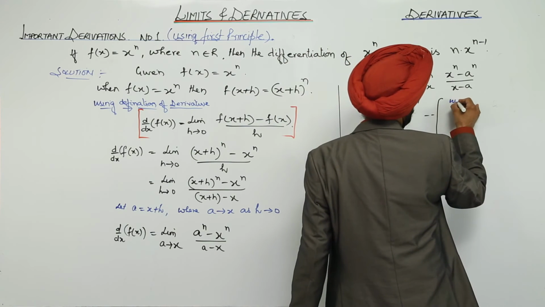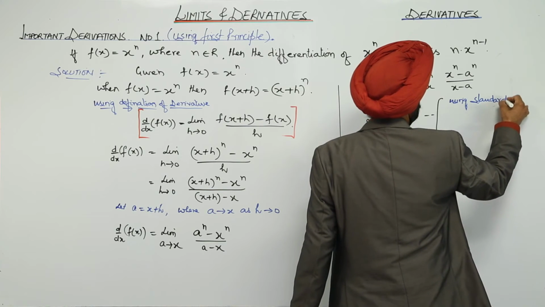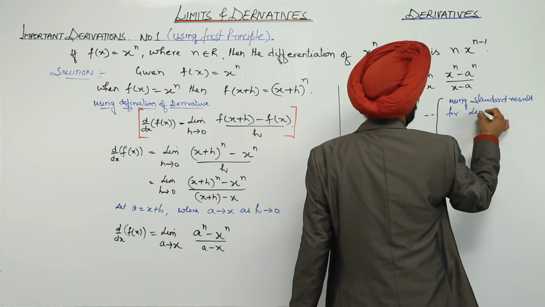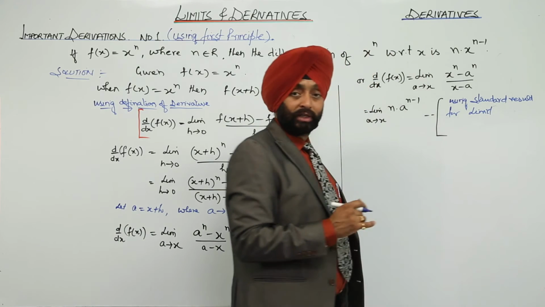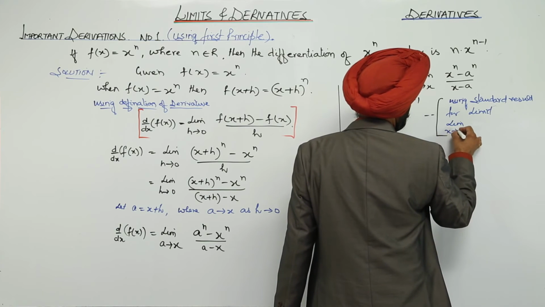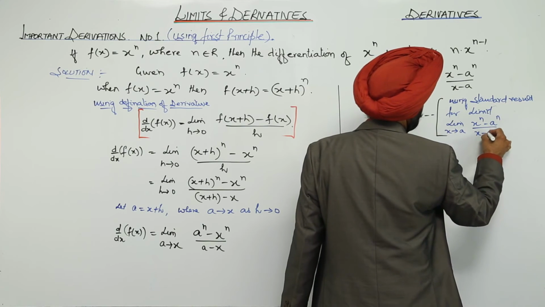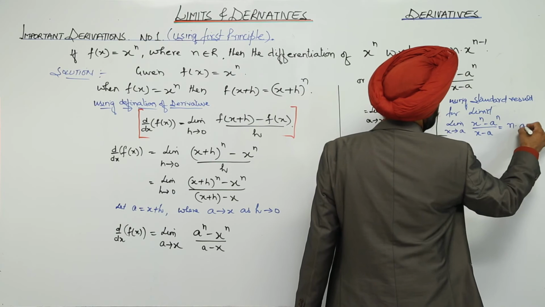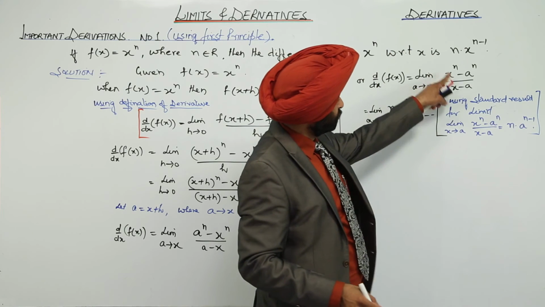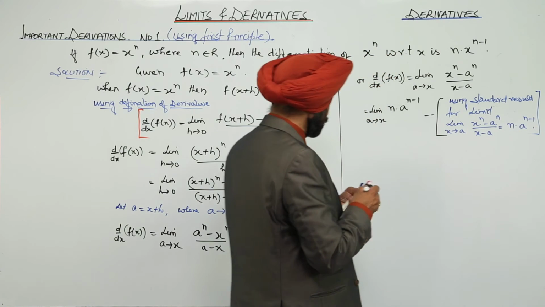Using the standard result for limits. If you remember, we have done a lot of questions on this standard result. What was it? Limit x approaches to a of x raised to power n minus a raised to power n upon x minus a is n times a raised to power n minus 1. The same thing I have used here.